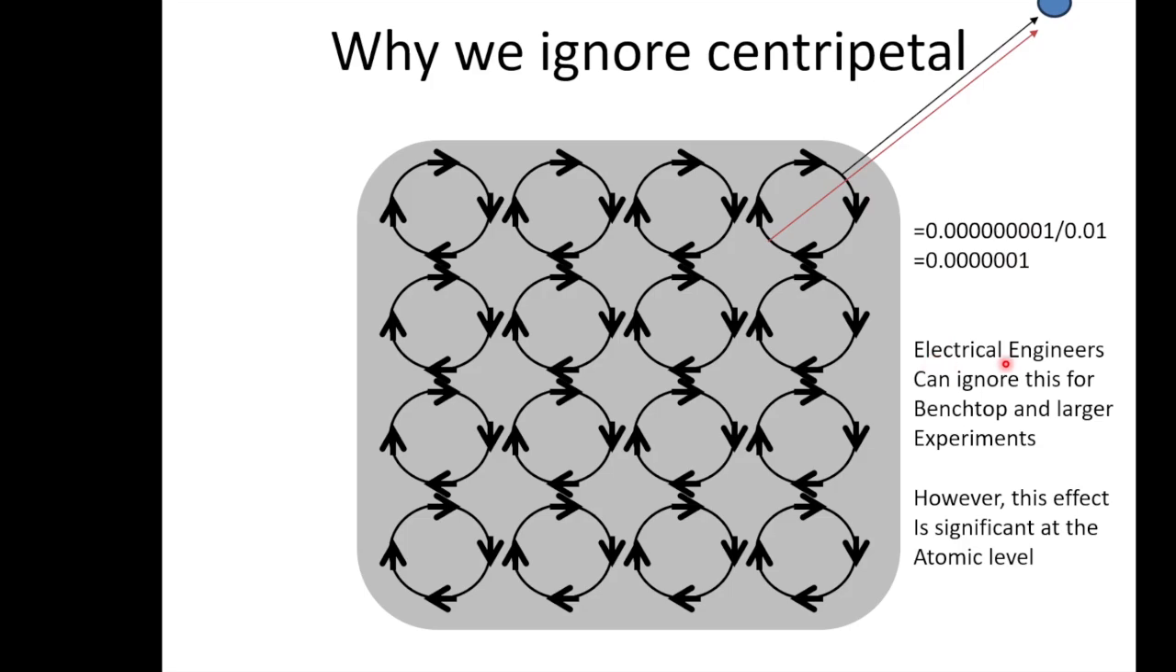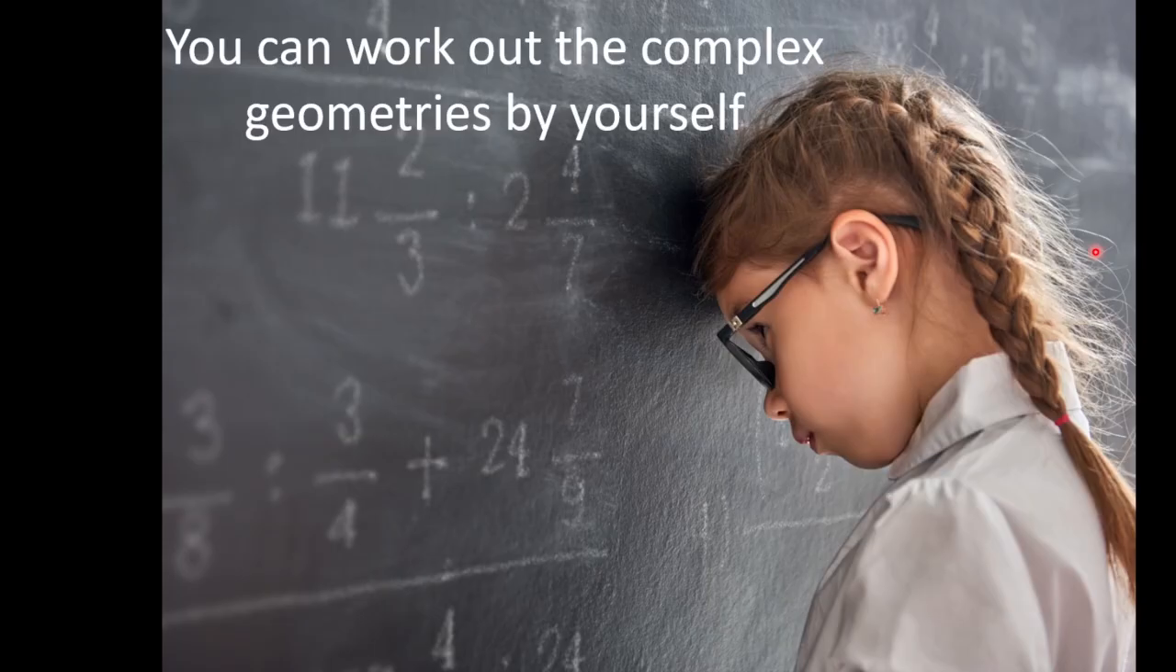And this is good for electrical engineers because benchtop and larger experiments can totally ignore this effect. However, if you have researchers working at the atomic scale, they're definitely going to have to take this effect into account, because as this gets closer and closer to the orbit, this effect becomes significant. Just keep that in mind. It's too small for us to deal with for most electrical engineering applications, so we're going to ignore it.